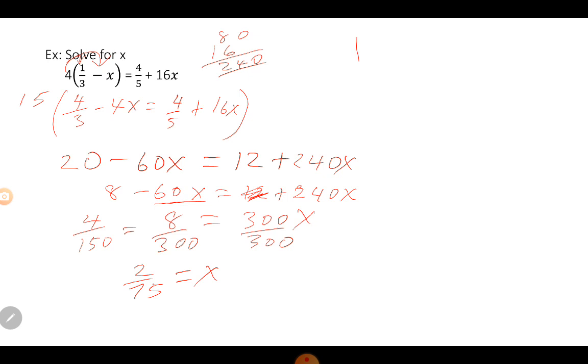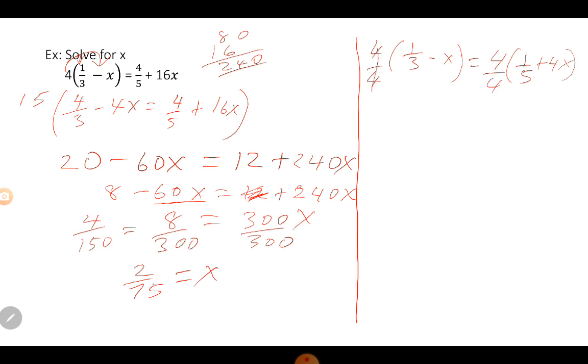Okay, there's another way of doing this. Rather than distributing first, if we factor the right-hand side instead, then we could factor out 4 on the right-hand side. That'll leave 1/5 plus 4x. And now divide both sides by 4. So we have 1/3 minus x is equal to 1/5 plus 4x.